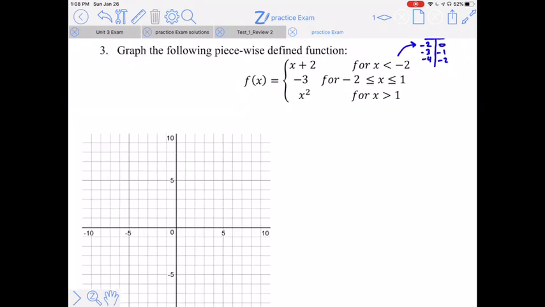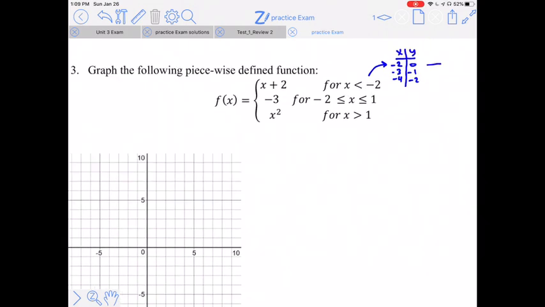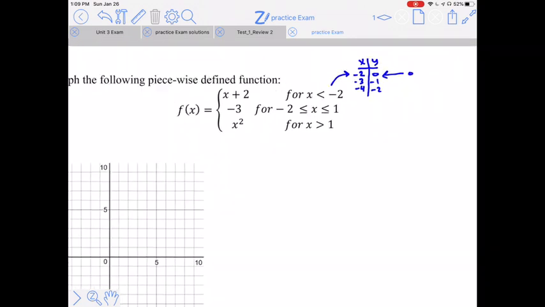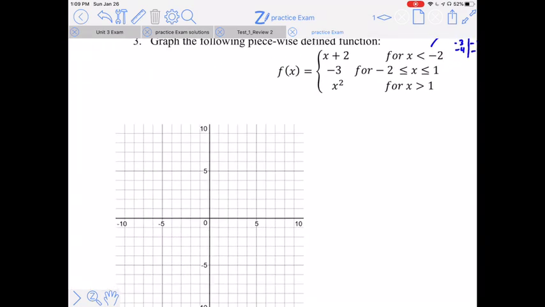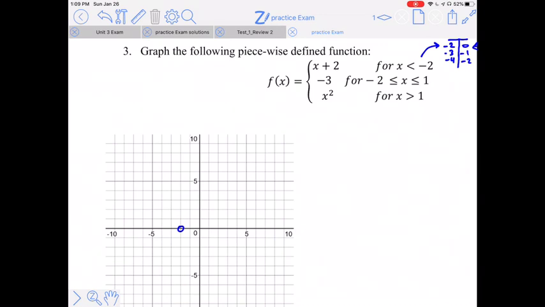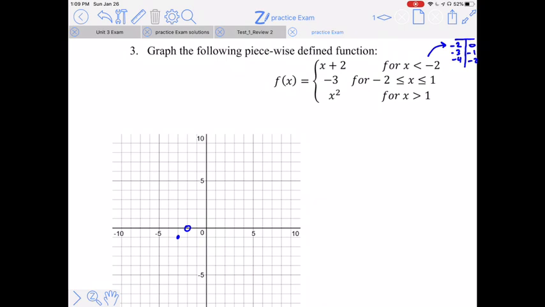So I can plot those points. And notice it says x is strictly less than and not less than or equal to. So that means at this point right here, that's an open circle because there's no equal to part of this inequality. So at -2, 0, place an open circle, and then -3, -1, and then -4, -2. And the graph has to point in that direction because these values here are less than -2.